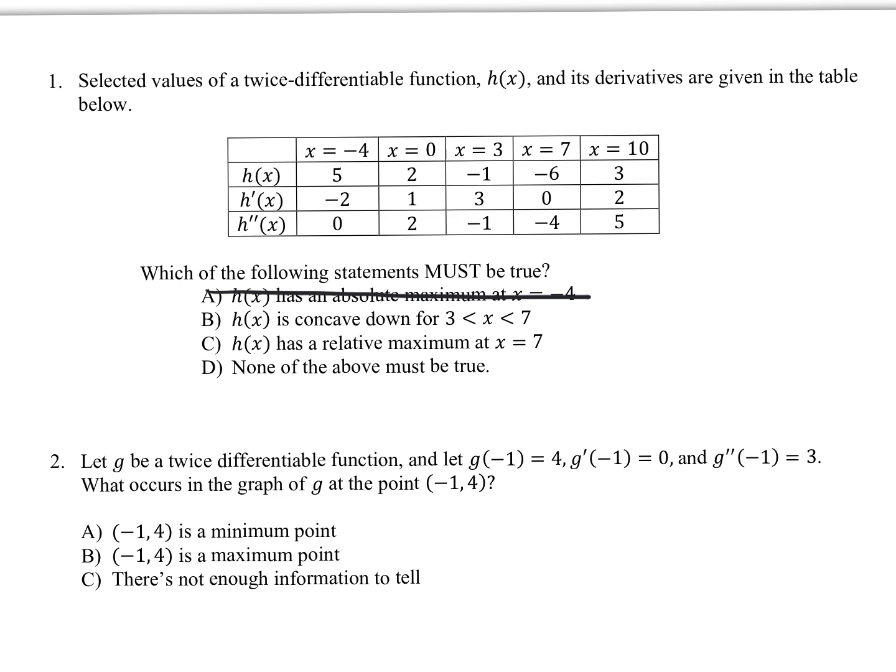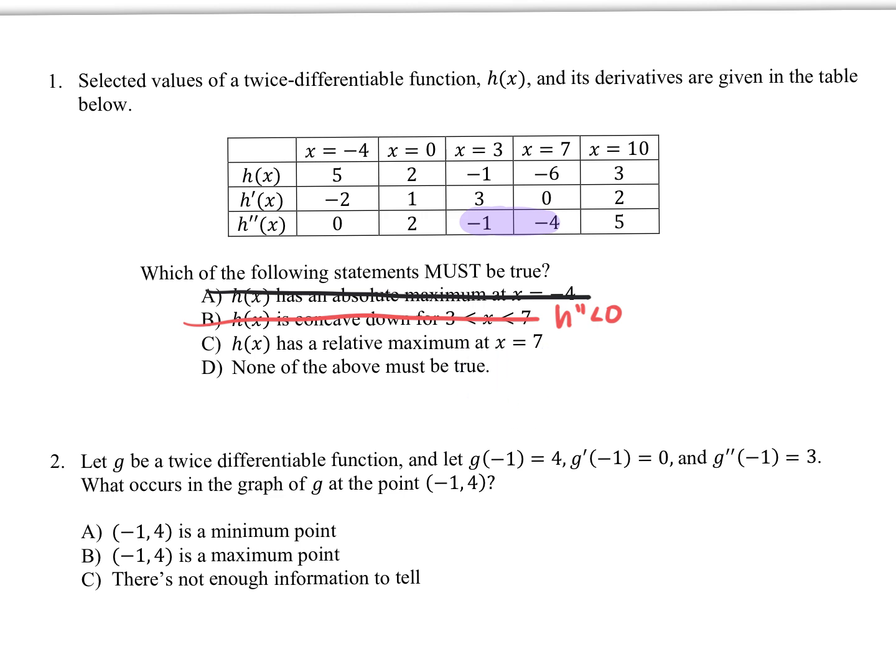No. Concave down means that the second derivative must be negative. From 3 to 7, does it look like my second derivatives are negative? But do they have to be, Livy G? At 4, couldn't my second derivative be positive? We have no idea. I'm not down with B.